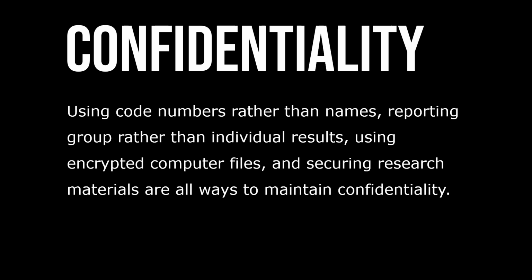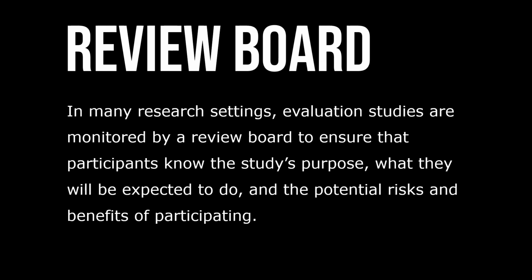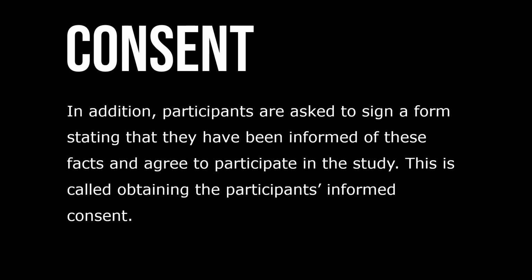Using code numbers rather than names, reporting group rather than individual results, using encrypted computer files, and securing research materials are ways to maintain confidentiality. In many research settings, evaluation studies are monitored by a review board to ensure that participants know the study's purpose and what they're expected to do, and the potential risks and benefits of participating. In addition, participants are asked to sign a form stating that they've been informed of these facts and agree to participate in the study. This is called obtaining the participants' informed consent.